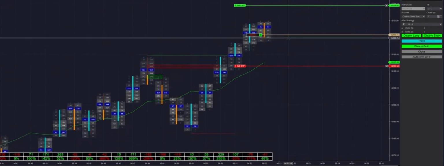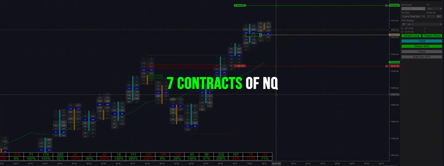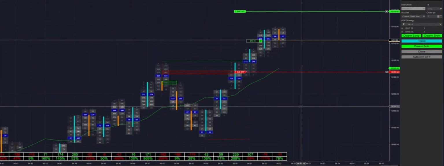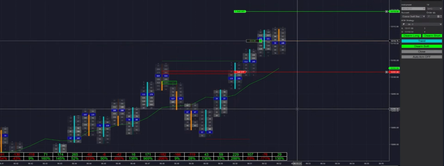We've also sized up our position to 7 contracts of NQ now, so we have a little bit more leverage than we usually have been trading. I think it's important for us to continue to stay in that growth mindset, and we're not trying to get stagnant. We're definitely taking some risks by doing that. However, that's just what needs to be done when we're trading.